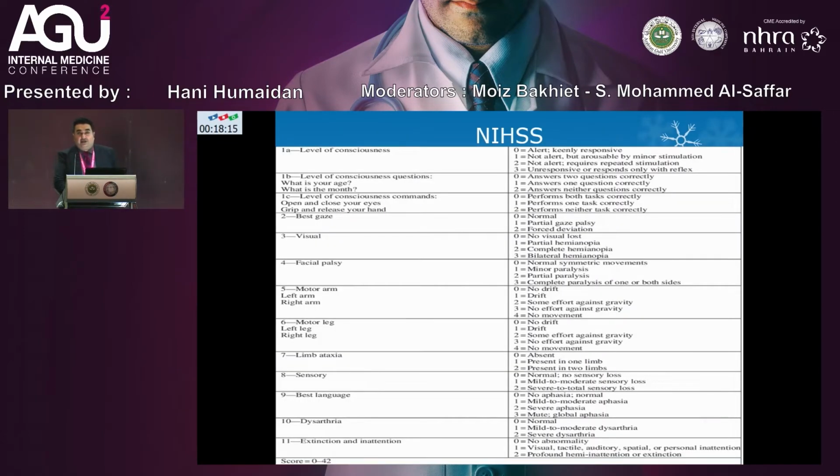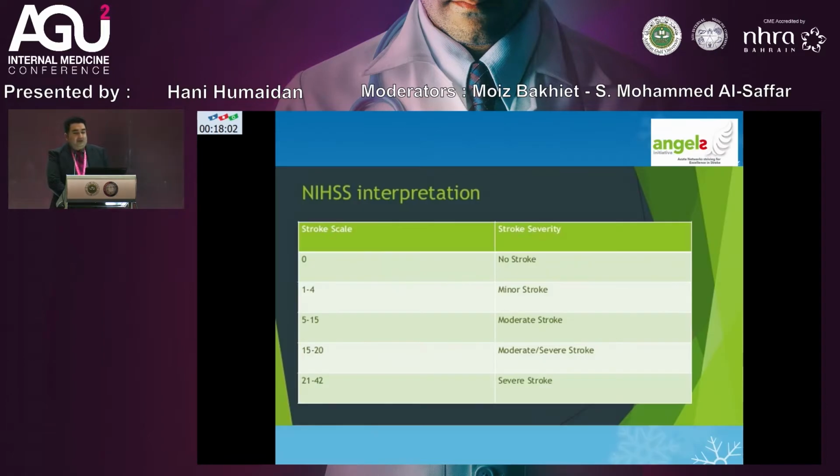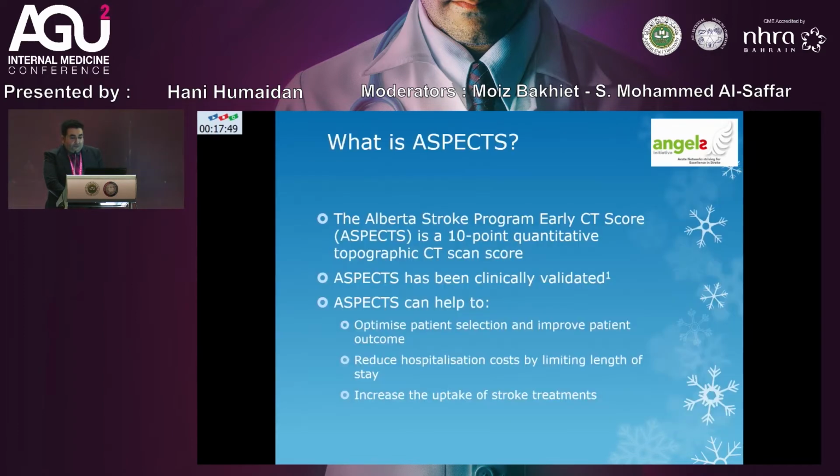This is the NIH assessment. This is an 11-point scale. It basically tells everyone how severe the stroke is, between 0 to 42. Less than 5 is usually a minor stroke, 5 to 15 moderate, 15 to 20 moderate to severe, and 21 to 42 is severe stroke.